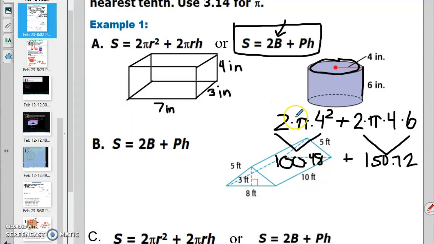We don't want to just enter all this in left to right. You might type something in wrong and it's just going to be frustrating. So we get 251.2, and it is inches squared. So that's how you do a cylinder. I'm going to erase this.